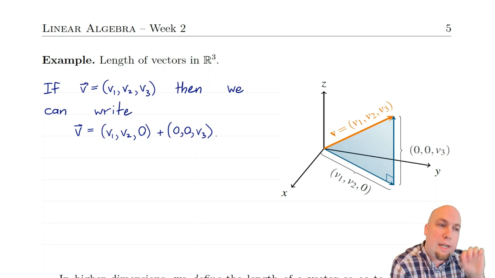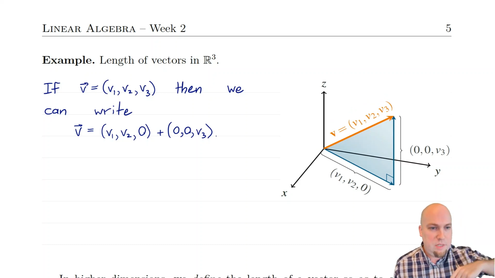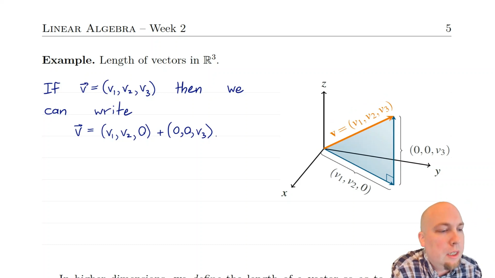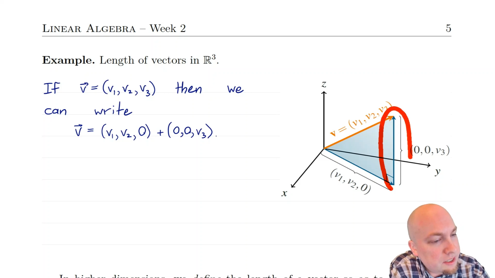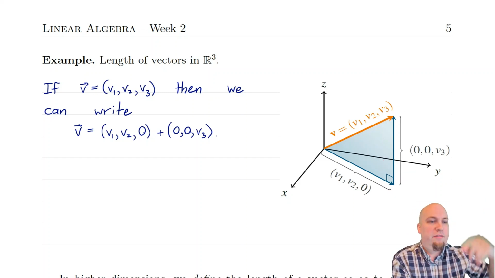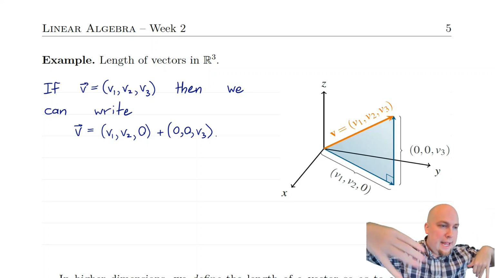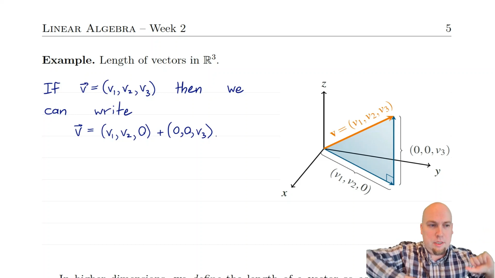In the x and y directions, it points the same amount as v itself, but in the z direction, it points none at all. It doesn't point up at all. And then the other vector is 0, 0, v3. So that's the one that just points straight up the amount that v points up. So I'm splitting v up into these two components, an xy component and then a z component.